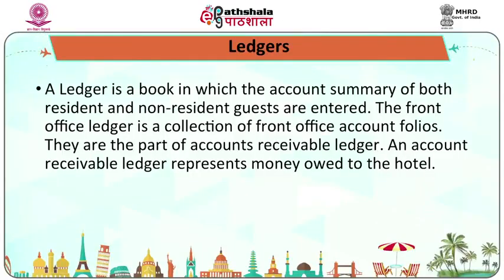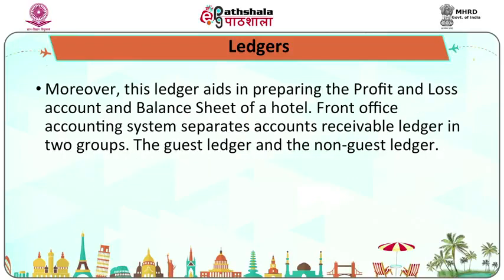The next important part in accounting is ledgers. A ledger is a book in which the account summaries of both resident and non-resident guests are entered. The front office ledger is a collection of front office account folios. They are part of the accounts receivable ledger. An accounts receivable ledger represents money owed to the hotel. Moreover, this ledger aids in preparing the profit and loss account and balance sheet of a hotel.